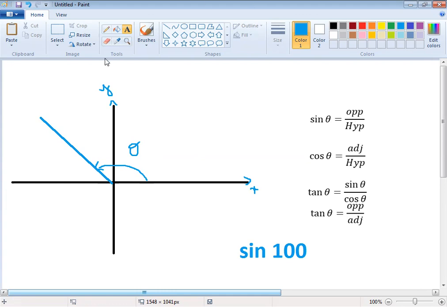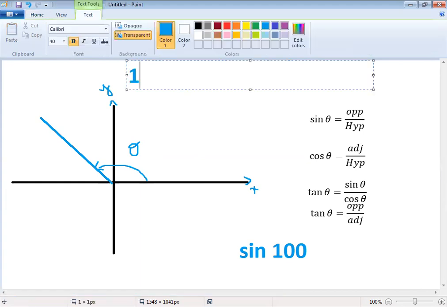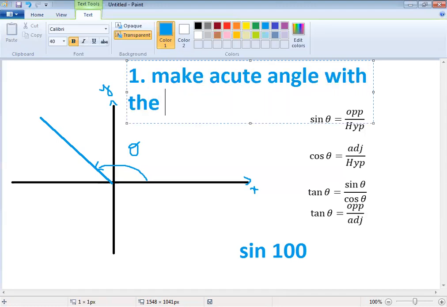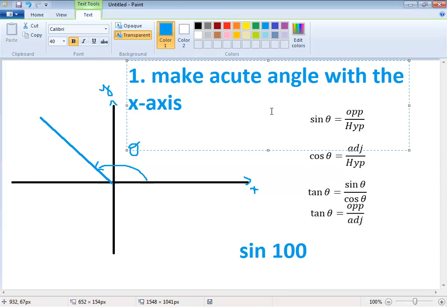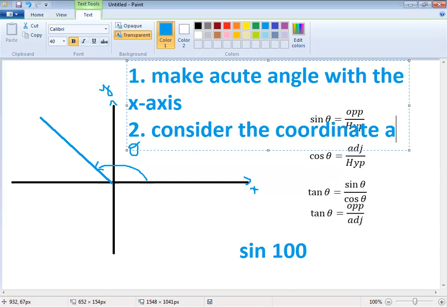We'll do two things. Whenever we have to do this, we'll focus on two things. Number one, we cannot do it directly, so we'll make... this is the solution to the problem. The problem is what to do when we have angles beyond 90. Write down the first thing. We'll make an acute angle with the x-axis, and second, consider the coordinate axis.